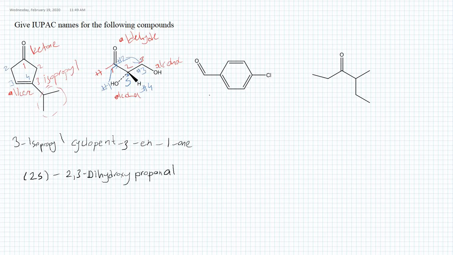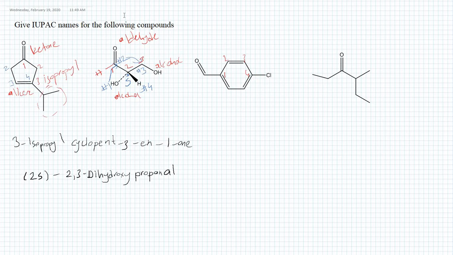Let's move to the third one. The third one is very recognizable. This is a benzaldehyde, and let's write the numbers. So 1, 2, 3, 4. At the fourth position we have chlorine, but you remember IUPAC suggests that you use ortho, meta, or para for a disubstituted benzene ring. So we are going to use 1,4, so it has to be para.